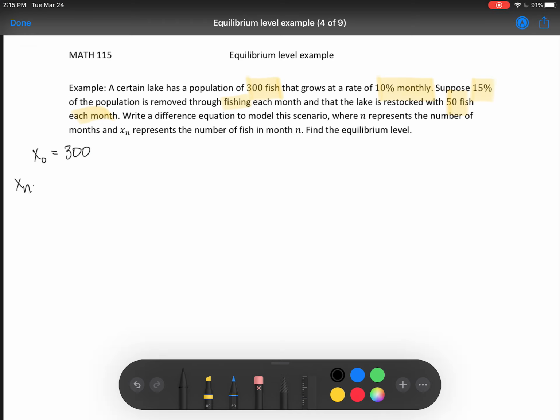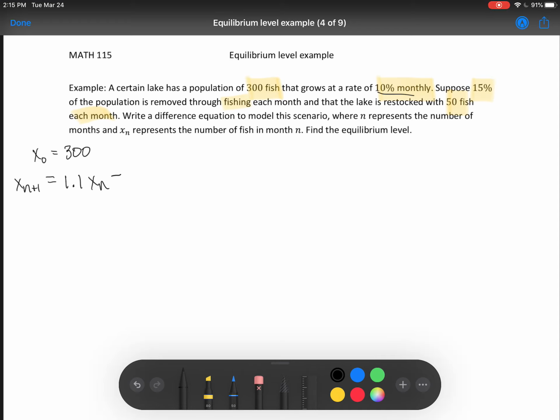And then for the next part of the difference equation, we write x sub n plus 1 equals. All right, so now the monthly growth rate is 10%. So just like we did with exponential functions, we change that to a decimal, so 0.1, and then add 1 to it. And it's 10% of the population, which is why we multiply that by xn.